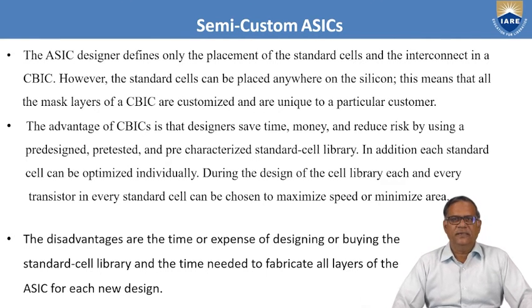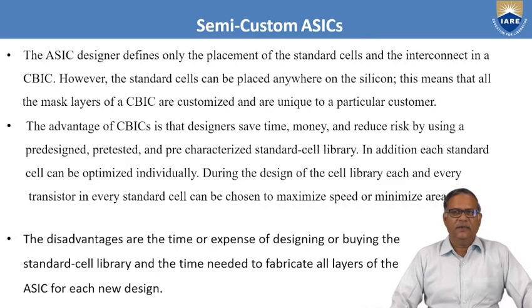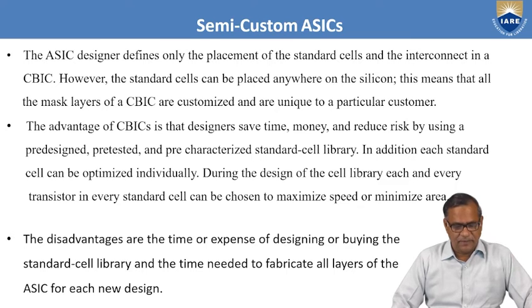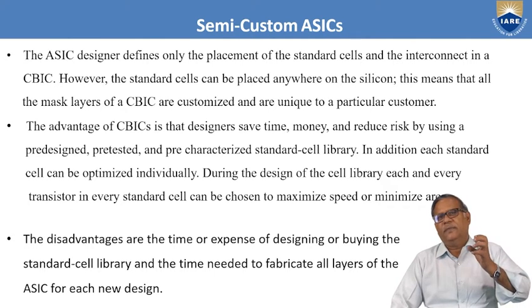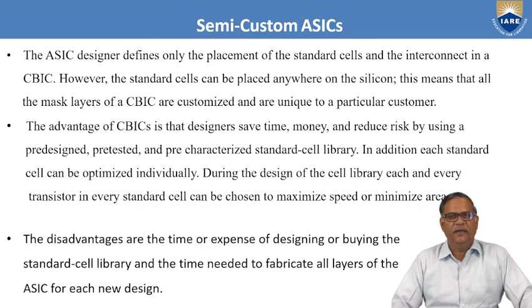So what is the advantage of CBIC? The designers save a lot of time, money and reduce risk by using a pre-designed, pre-tested, pre-characterized or proven standard cell library. In addition, each standard cell can be optimized individually. During the design of the cell library, every transistor in every standard cell can be chosen to maximize speed or minimize the area. So depending upon the requirements of speed and area specifications, he can choose the cells from the libraries.